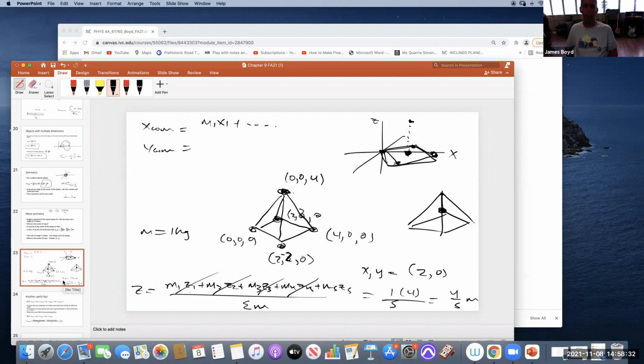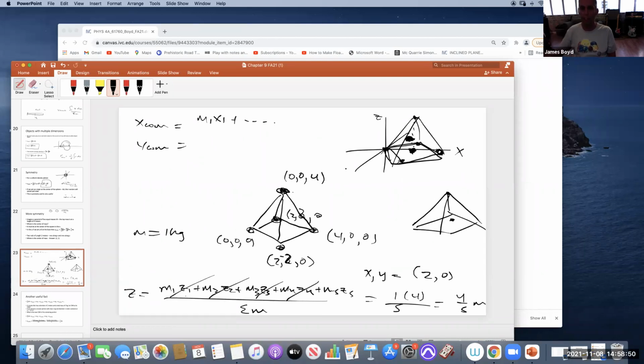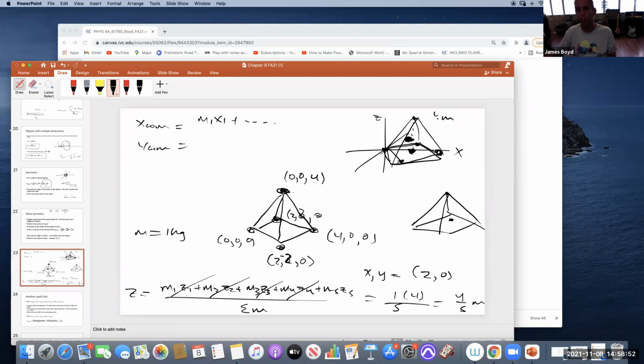Oh no, I'm totally fine. I drew it wrong. That's what I did. I was thinking it was 4. It's 4/5, so it's less than 1. Somewhere around here is where the center of mass is. It's only 4/5, so 0.8. This one's at 4 meters. This one's center of mass is at 0.8 meters.